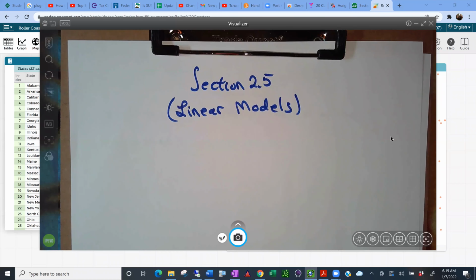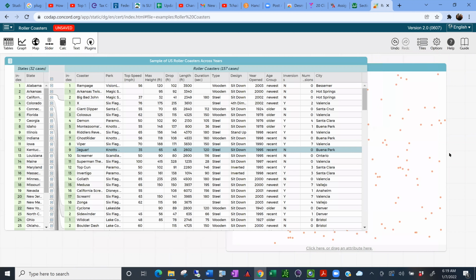So section 2.5 is going to discuss linear models. And of course, a natural place to discuss linear models is to begin by talking about roller coasters. Now, what's the coolest thing about being on a roller coaster? The thrill, scare, especially that initial hill, right? When you start going really, really fast.